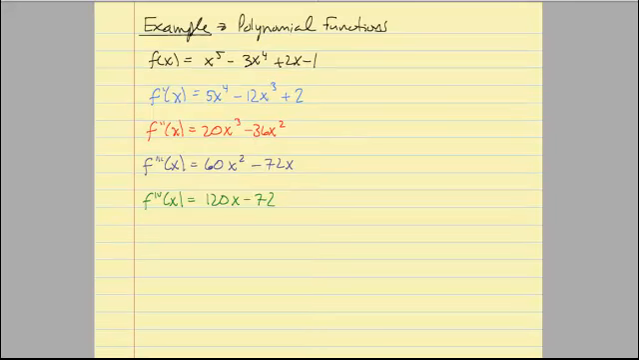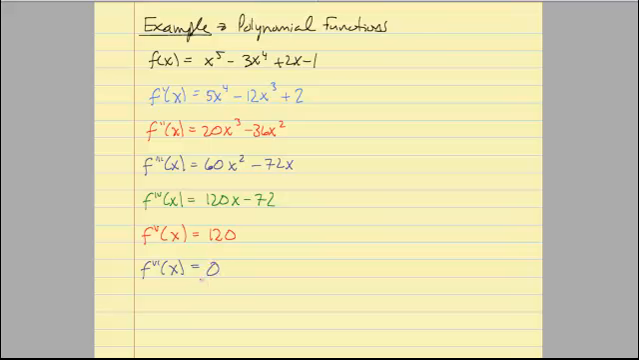And let's go ahead and look at a fifth derivative. When we're working with a polynomial expression, the derivative should eventually go to 0. And we can see that that does that in this particular case. On the sixth derivative, the derivative of a constant of 120 is 0 in this case.